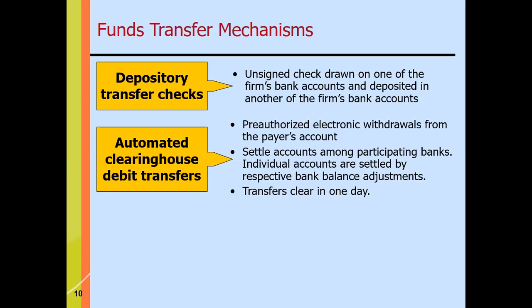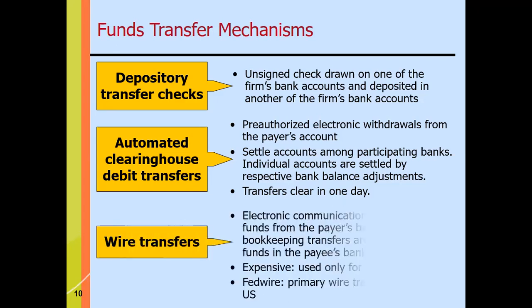In this case, they settle accounts among participating banks. We can also apply this in connection with the DTC with pre-authorization. And individual accounts are settled by respective bank balance adjustments. The payer would have a minus while our payee would have a plus. Then with this, transfers clear in one day.